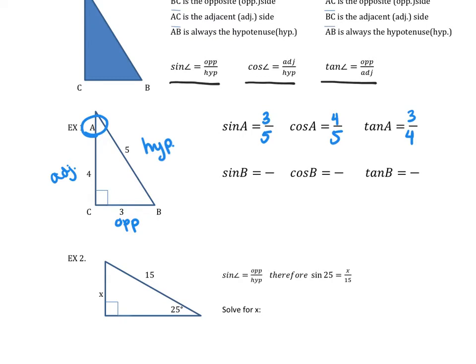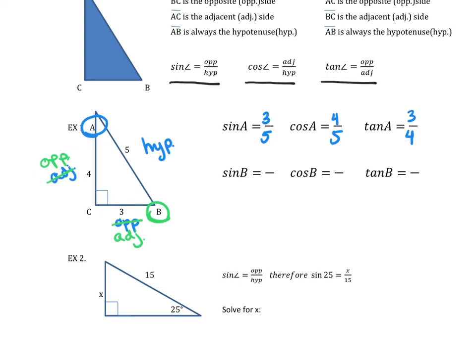Now all of this changes when we go to angle B. When we look at angle B, the hypotenuse stays the same because it's opposite the 90-degree angle, but now side AC becomes the opposite, and side BC becomes the adjacent side. And so then the trig ratios change.